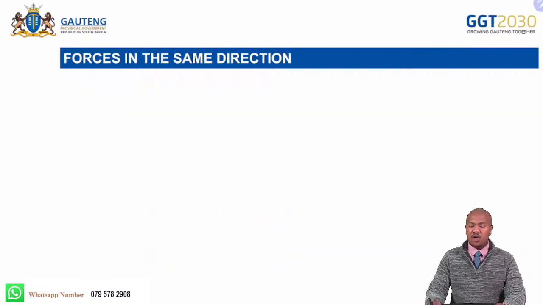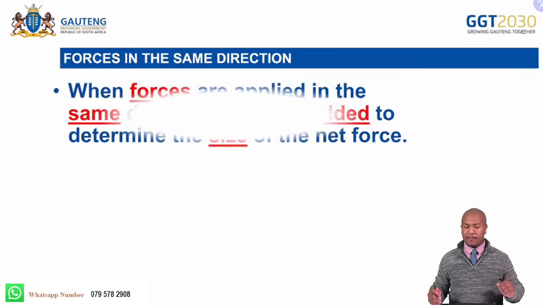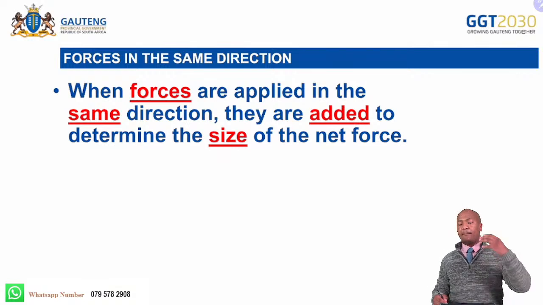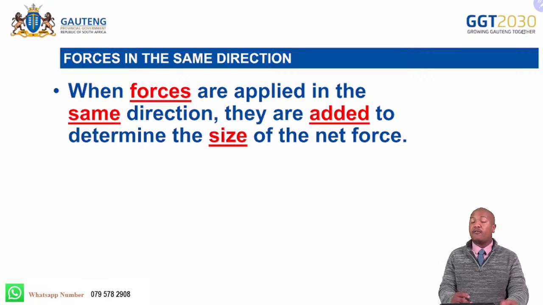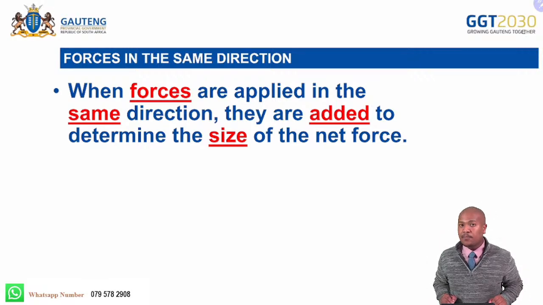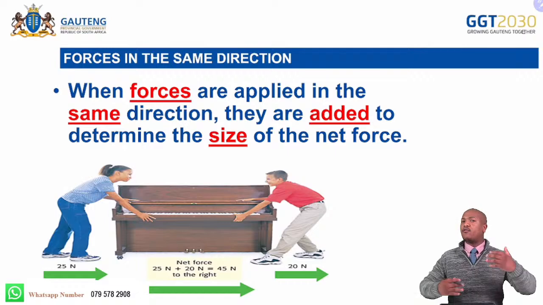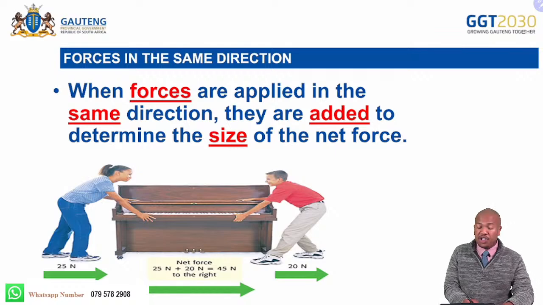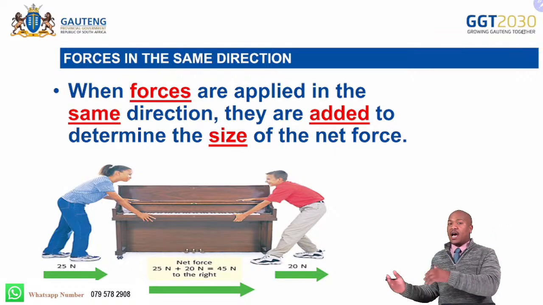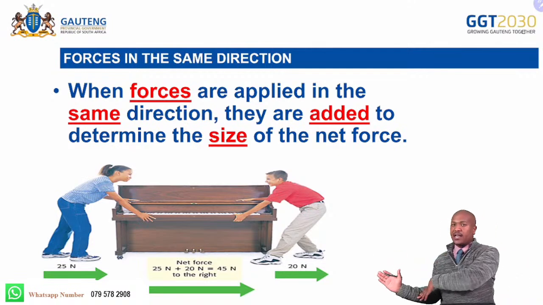So now, let's talk more about the forces acting in the same direction. Let's give more examples. We said that when forces are applied in the same direction, they are added to determine the size of the net force. So now, here are these two teenagers pushing this piano around. Probably they are moving this piano around in the house. The other one is pushing, and the other one is pulling on the other side. But fact of the matter is that they are going towards the same direction.